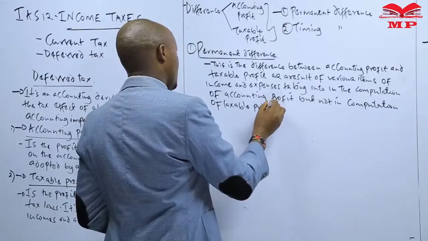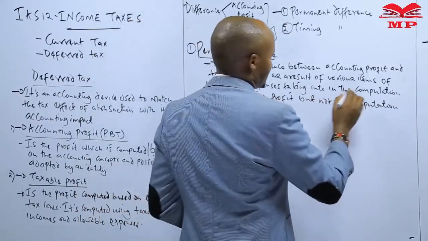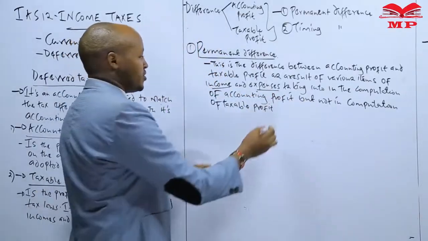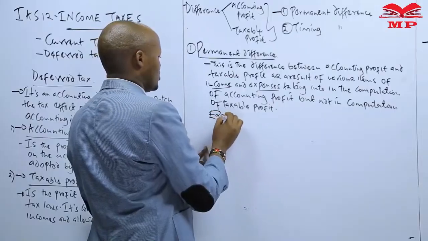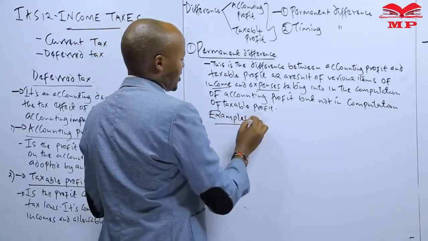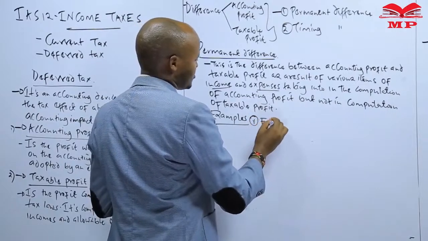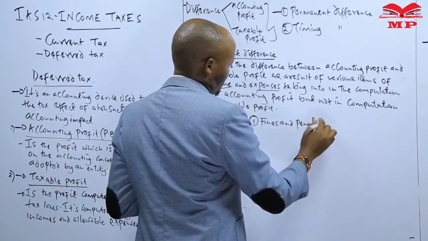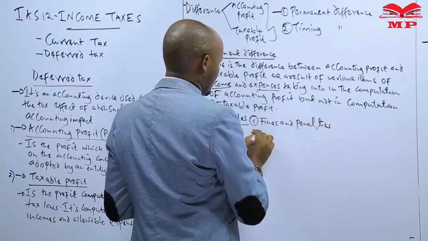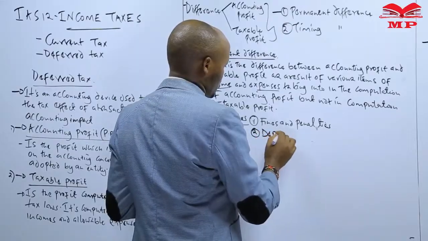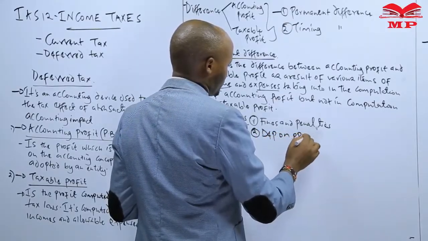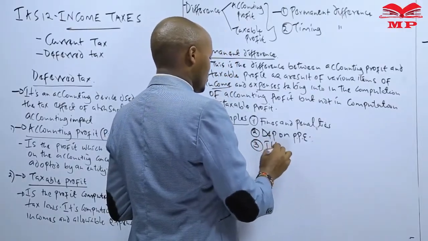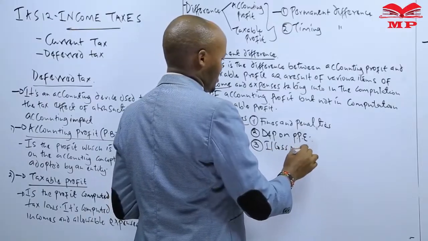Now, those particular items of incomes and expenses, I've said that good examples include what we refer to as fines and penalties. We have depreciation on property, plant and equipment, which is abbreviated as PPE. We also have impairment loss on goodwill.